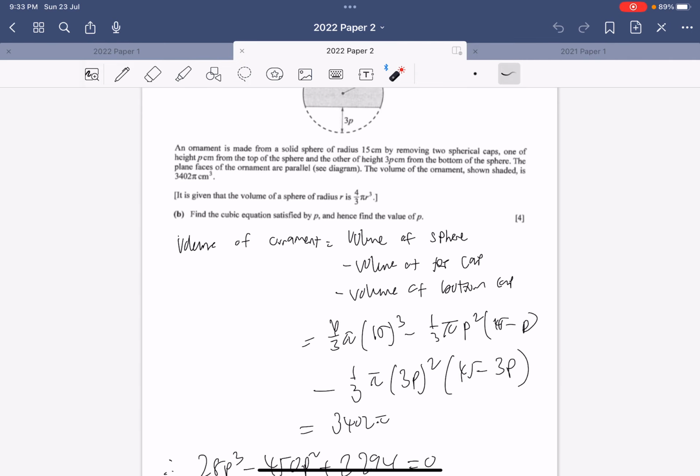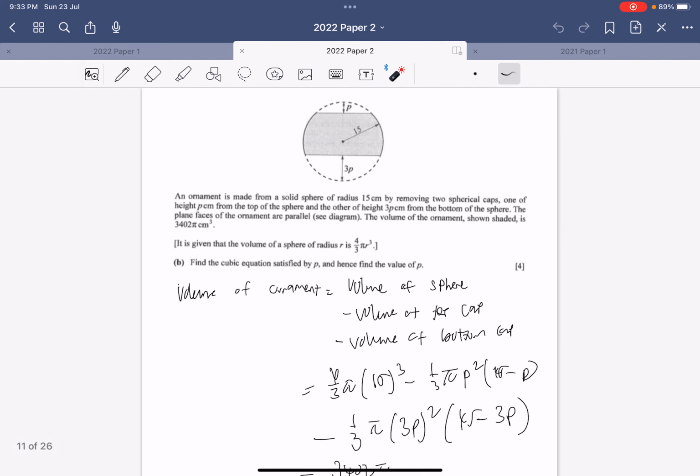Now we want to know the ornament, which is made by cutting away two cylindrical caps, one at the top, one at the bottom.